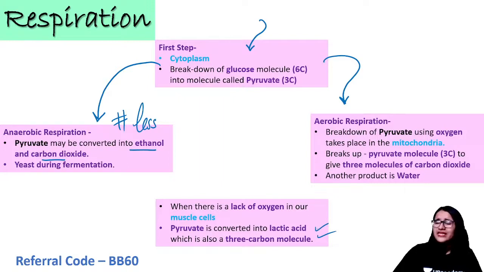First step of any respiration is the same, that is breakdown of glucose in the cytoplasm, which is called glycolysis. In anaerobic respiration, pyruvate may be converted into ethanol and carbon dioxide. In aerobic respiration, breakdown of pyruvate in the mitochondria gives rise to carbon dioxide and water.